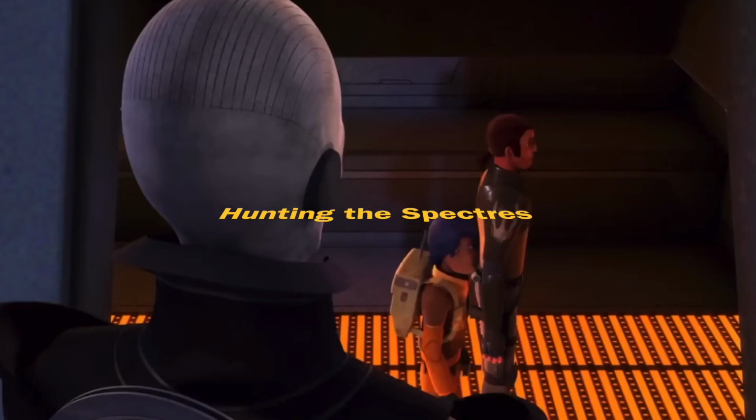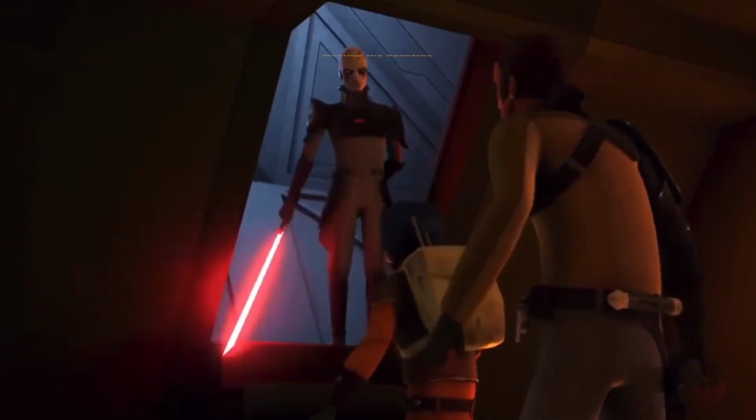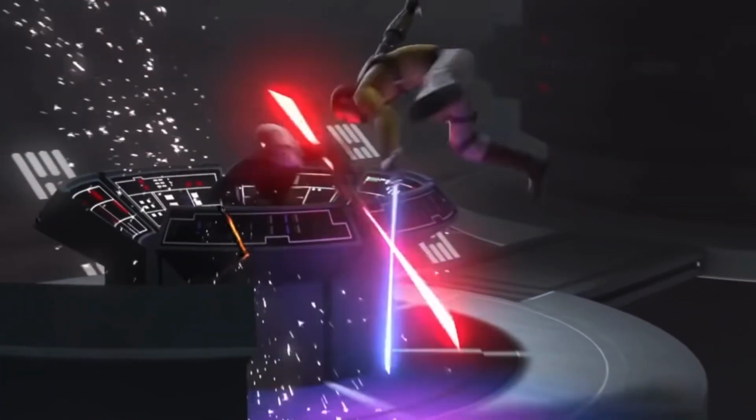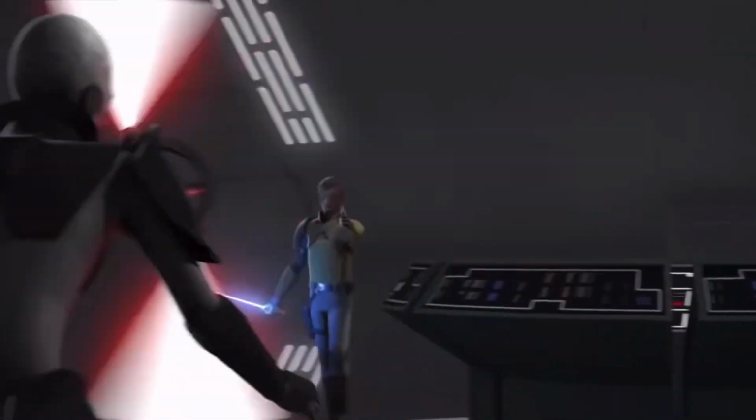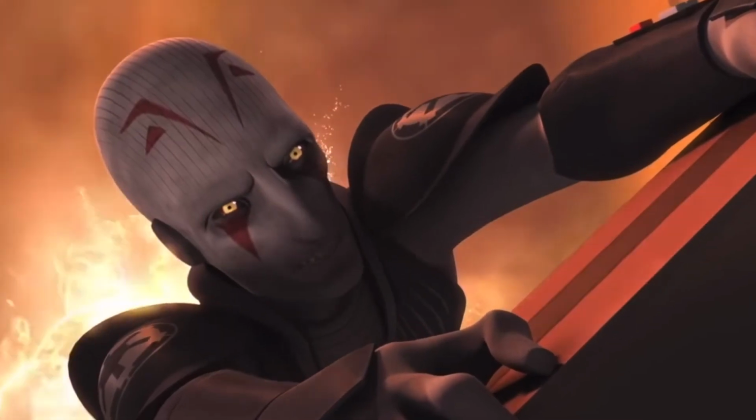Hunting the Spectres. As Kanan and Ezra fought the Grand Inquisitor multiple times throughout the first season of Star Wars Rebels, the end of the first season comes to a climactic finish with the Grand Inquisitor choosing death over capture or even failure to Darth Vader, saying, "Some things are far worse than death."